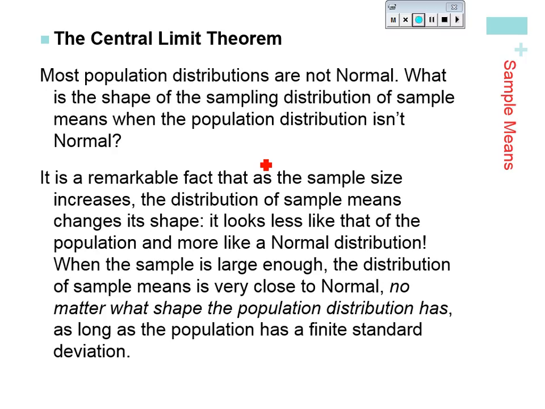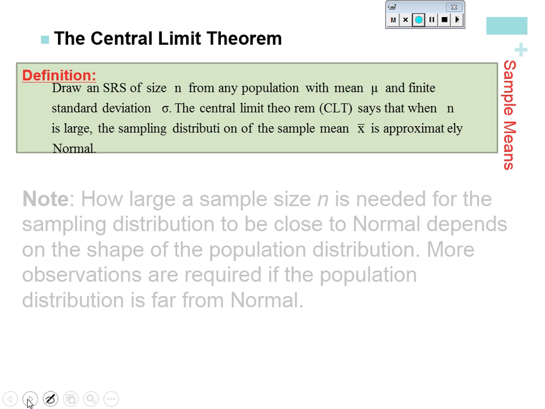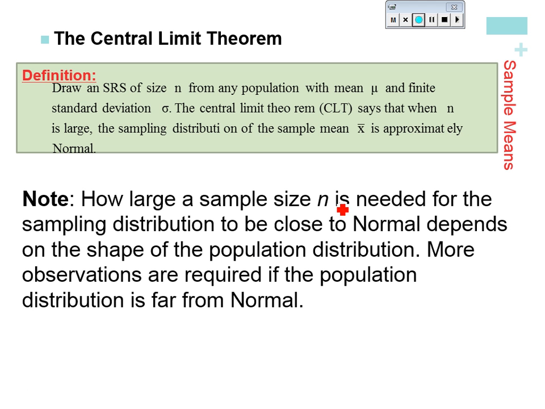But what if either A, we don't know what the population distribution is, or if we know that the population distribution is not normal? What does that mean in regards to our sampling distributions? So that's where this whole business of what's known as the central limit theorem comes in.